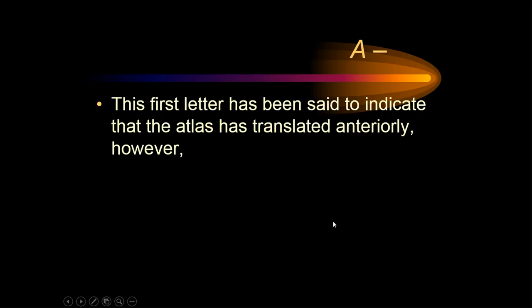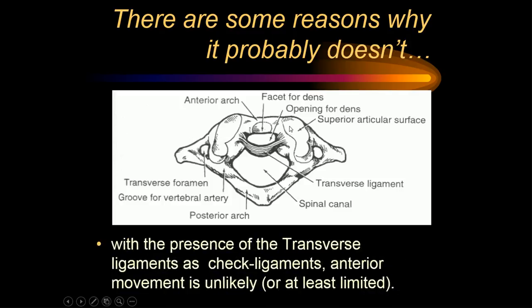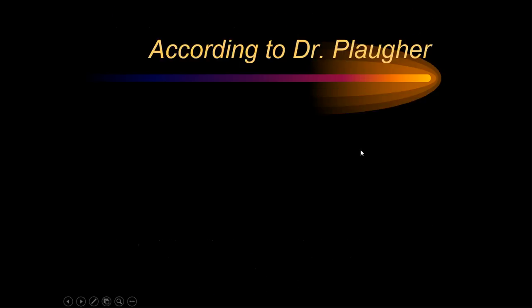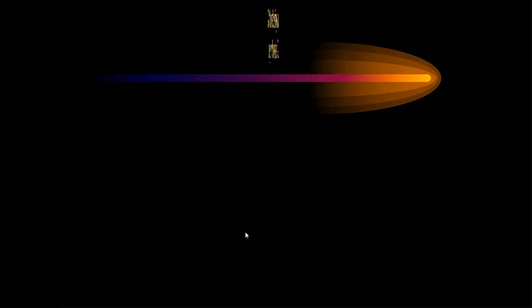So the first letter is A. Traditionally they said it indicated the atlas had translated anteriorly, so you have a little bit of a forward slide on the atlas, but there are probably some reasons why it really doesn't do that. We've got a lot of structures here that will prevent it from doing that, because having the odontoid process in the spinal canal is not a good idea. Because of the presence of these transverse ligaments, check ligaments, that's unlikely to have very much movement. So according to the Plogger text, it's probably better to state that the atlas rotates around the x-axis, and as it does so, it may appear to slide anteriorward.